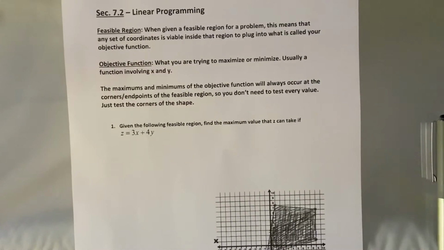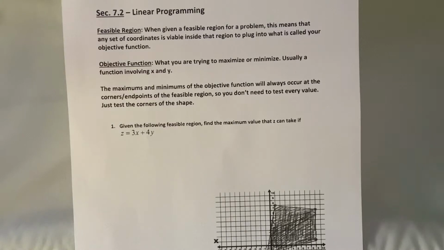Okay, 7.2 is about linear programming. What your main goal is, you have some constraints and you want to maximize or minimize something given those constraints, and to find out the maximum or minimum product you can produce. So what we have is first a feasible region.